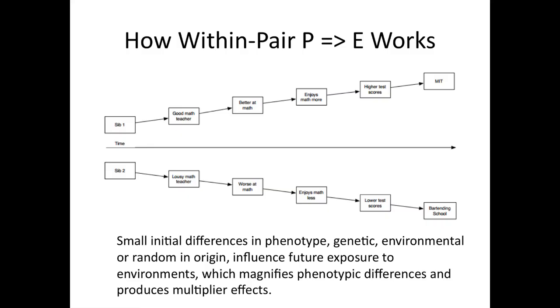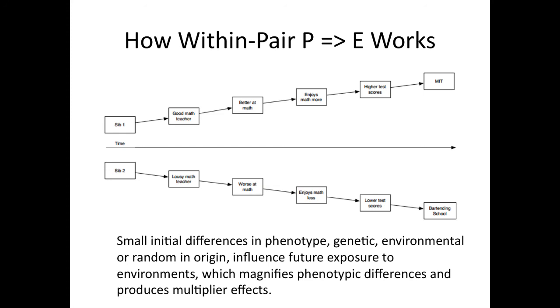I'll leave most of that. Here's an example, skipping ahead into the intelligence section of my talk, of how P to E effects work, particularly within families. I'm talking about within-family P to E effects, and we're going to imagine two siblings. My student Chris Beam made this slide and always refers to them as the bright twin and the dim twin, but that's not a very nice way to put it. So we have sibling 1 and sibling 2.